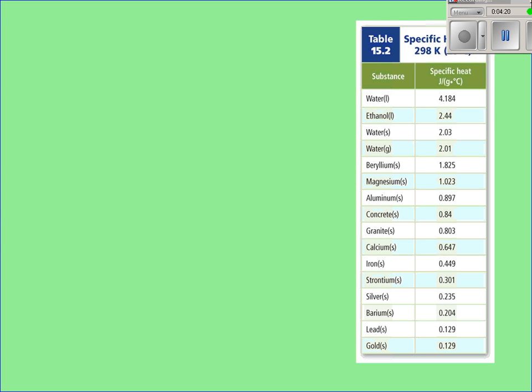On the right-hand side of the page, you'll notice that it has a chart with a lot of different compounds and their respective specific heats. First, I'm going to explain what specific heat is, and then I'm going to explain what those values actually mean. The definition of specific heat is the amount of energy that is required to raise 1 gram of a substance by 1 degree Celsius. That's how we get the units of joule per gram degrees Celsius.